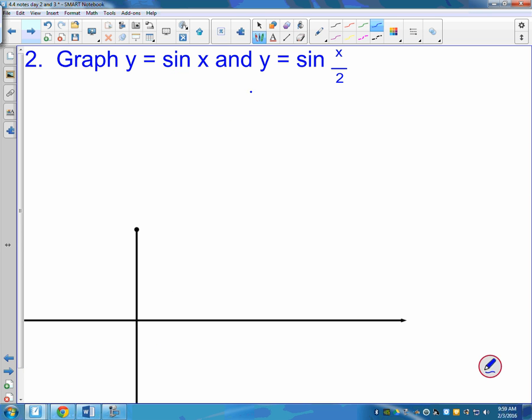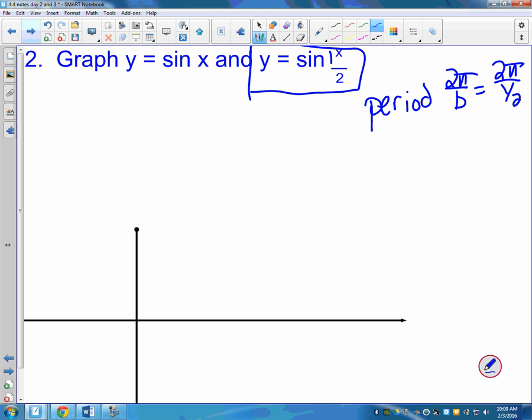So I wanted to look at one with a period change here, just to show you how I would change my graph if my period was different. Step 1 is figuring out what b is. My period is 2 pi over b. What is b in this problem? b is 1/2, right? b is not 2. It's like 1/2 x. So my period here would be 2 pi over 1/2. And what is 2 pi divided by 1/2? Dividing by 1/2 is the same as multiplying by 2. You just flip it up, it's 4 pi.